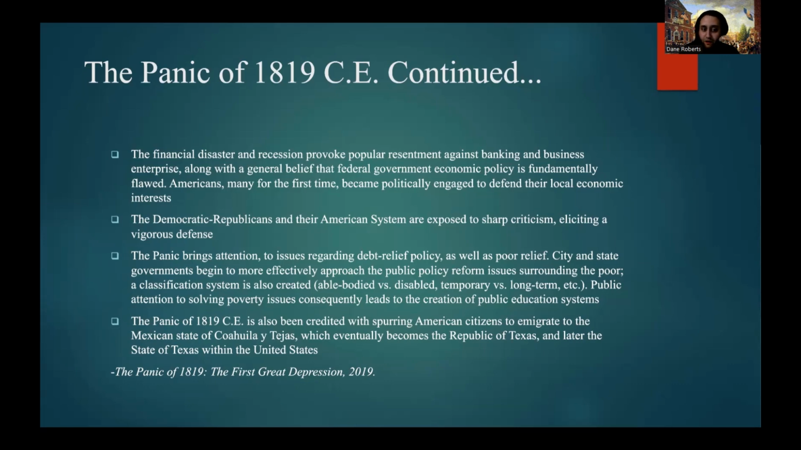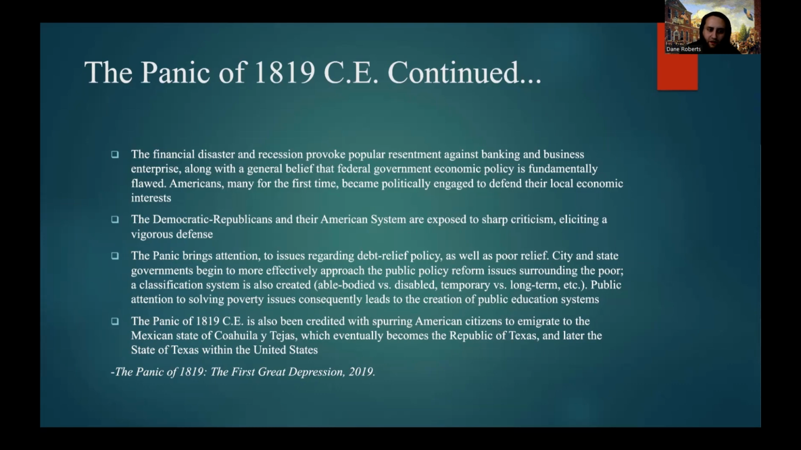The panic would then also bring attention to issues regarding debt relief policy as well as poor relief. City and state governments would begin to more effectively approach the public policy reform issues surrounding the poor, creating a classification system that we actually still hold on to today, that being able-bodied versus disabled, temporary versus long-term, etc. There are more classifications within this system. Public attention would also be pointed to solving poverty issues, which would consequently lead to the creation of public education systems.